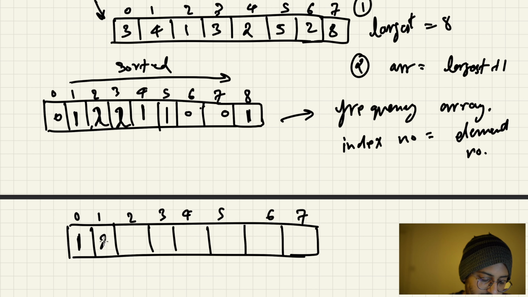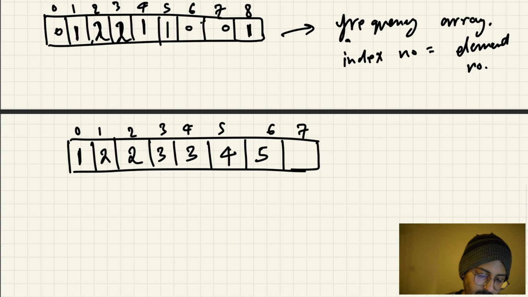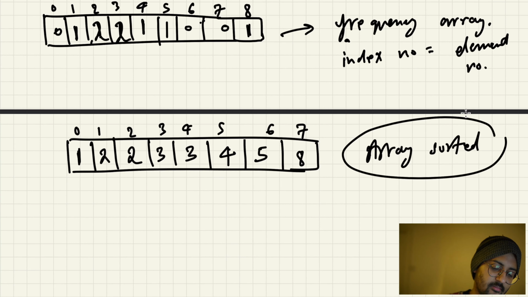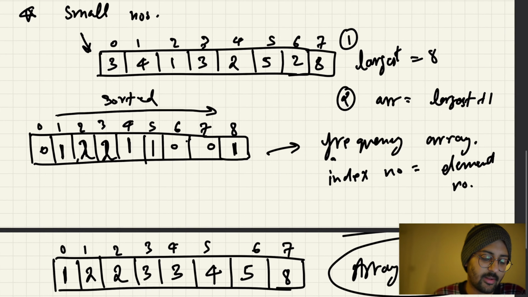2 is coming twice, I will add 2 over here. 3 is coming twice, I will add 3 2 times over here. 4 is coming once, I will add 4. 5 is coming once, I will add 5. 8 is coming once, I will add 8. Array sorted. Easy. There is nothing to explain over here. It's very simple. Count the number of times it is coming.